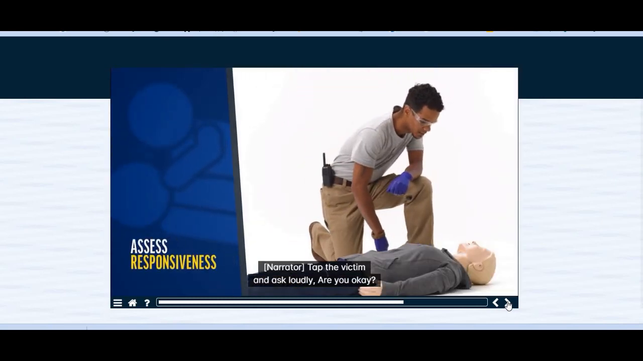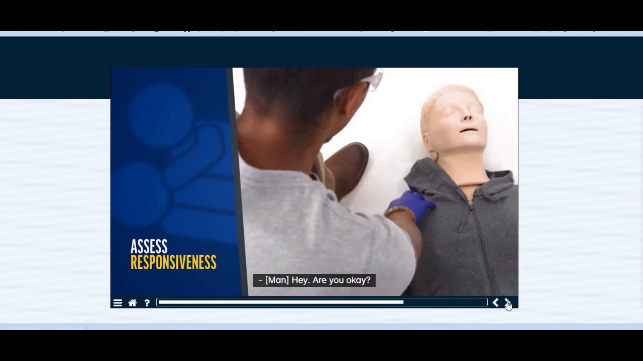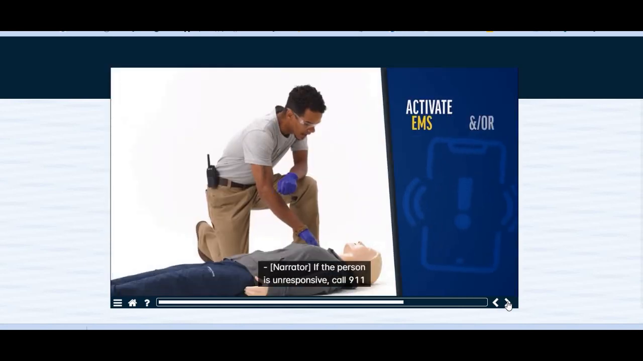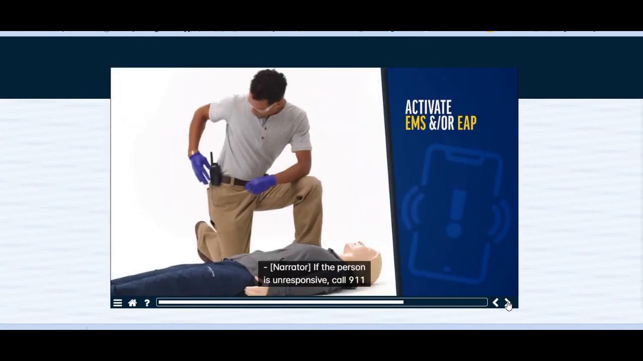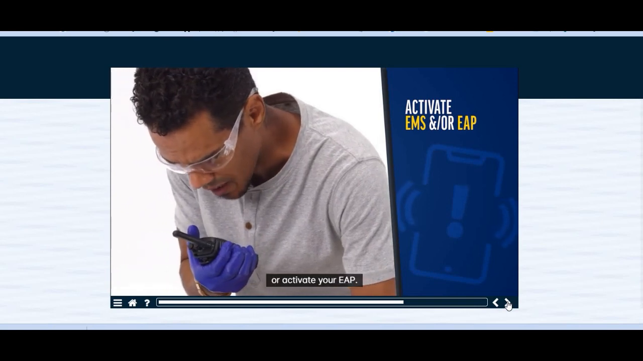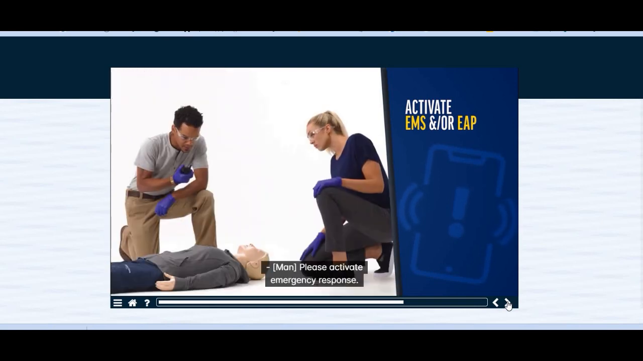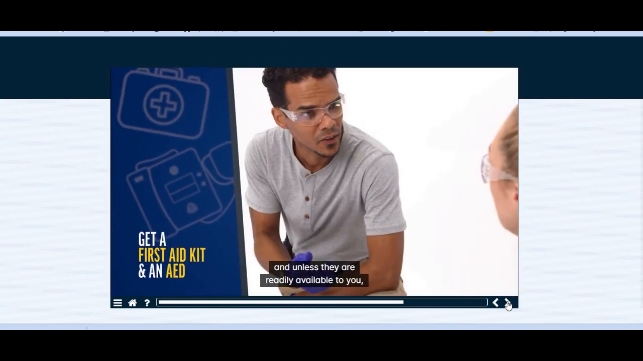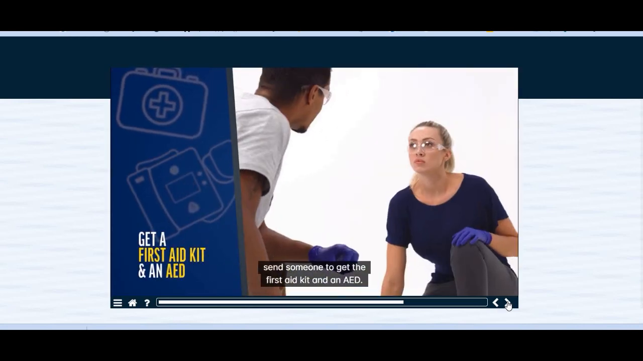Are you okay? Tap the victim and ask loudly, "Are you okay?" If the person is unresponsive, call 911 to activate EMS using a mobile device or activate your EAP. After activating, and unless they are readily available to you, send someone to get the first aid kit and an AED.